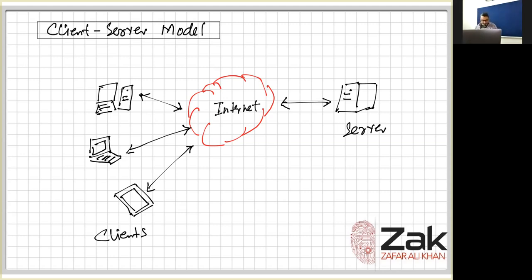Now, a system administrator manages the whole network. Clients are connected through a network, which allows access even over large distances. All right, so the clients send requests to the server, and the server finds the requested data and sends it back to the clients.